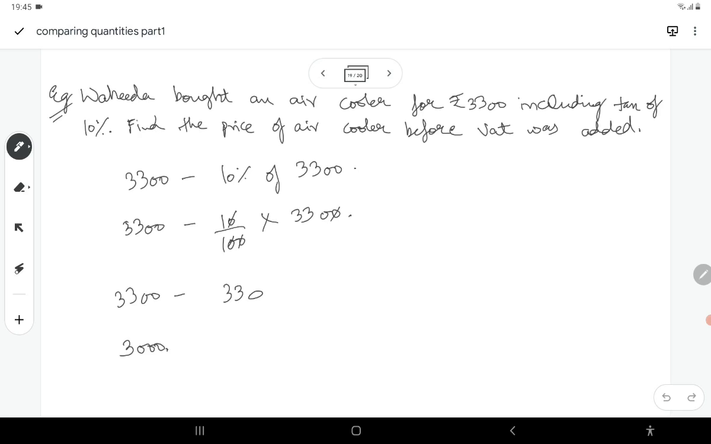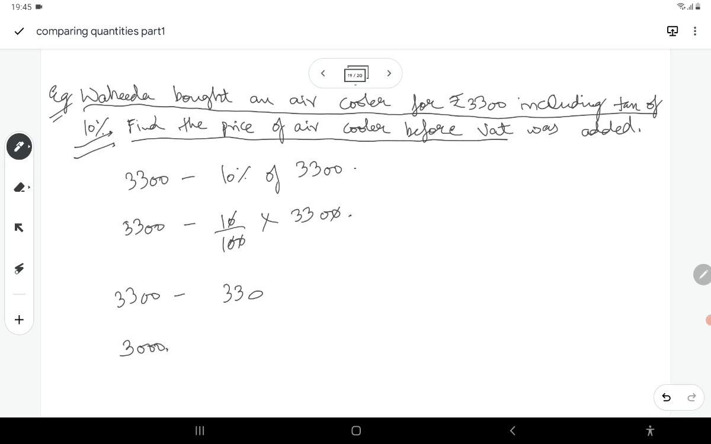Let's solve another question. It says Fahida bought an air cooler of rupees 3300 including tax of 10%. So in this, tax is already included. Find the price of the air cooler before VAT was added. So we have to find the price before the VAT was added.